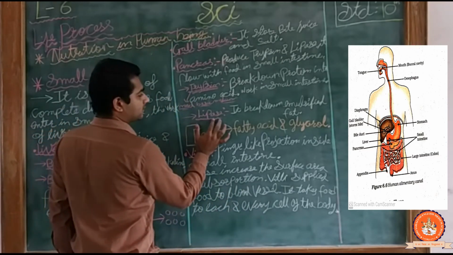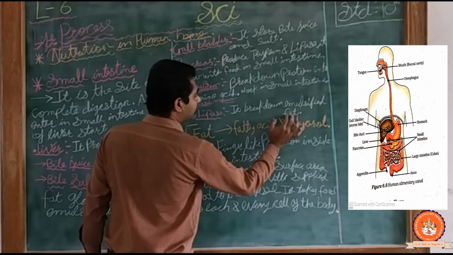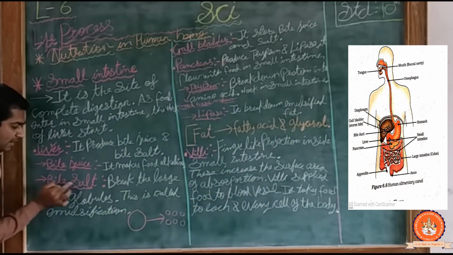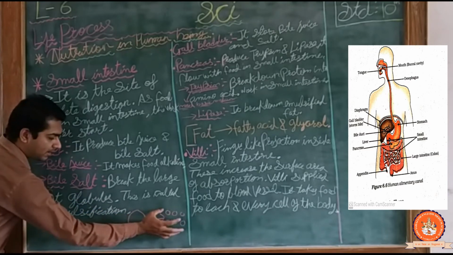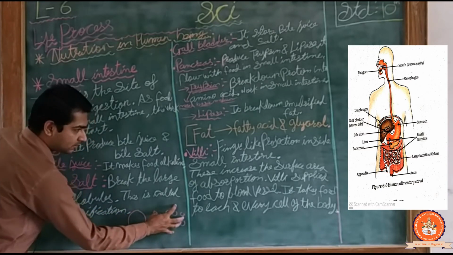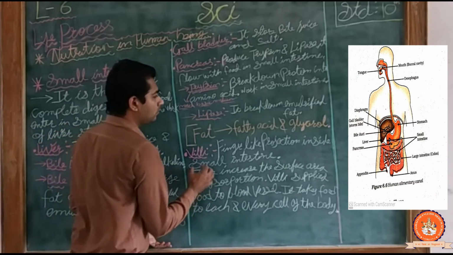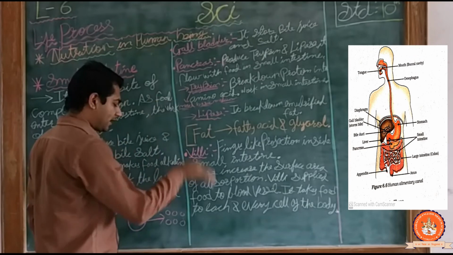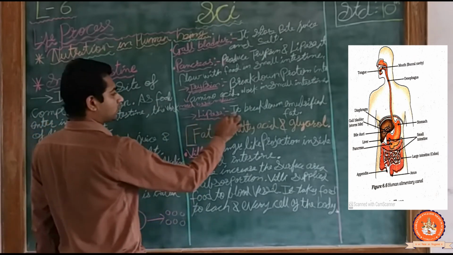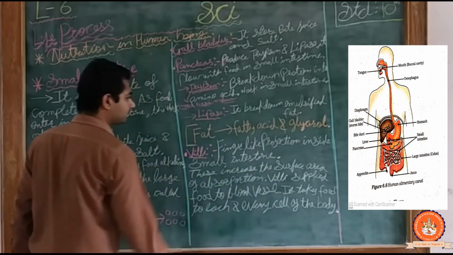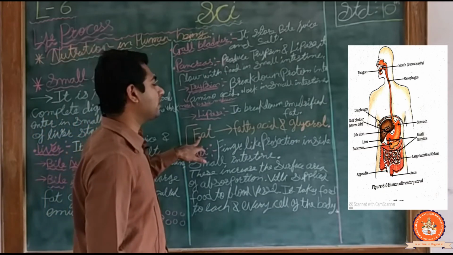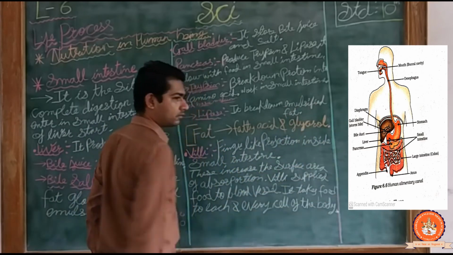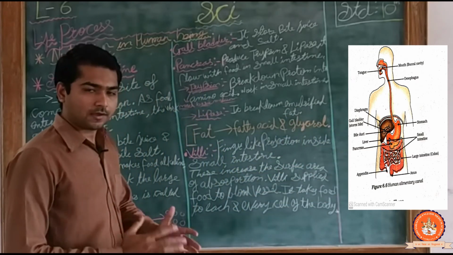Coming to lipase, it breaks down the emulsified fat. Yes, the fat which is emulsified by bile salt into small parts, okay. Now this is again broken down into other small particles. So lipase will break this down again. So it breaks down the emulsified fat, and the fat is now converted into, as I have written here, fatty acid and glycerol. Okay, fatty acid and glycerol.